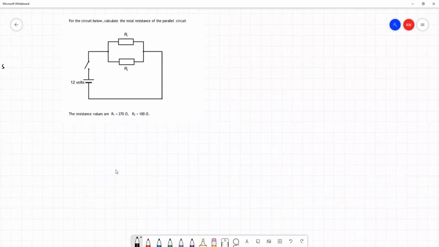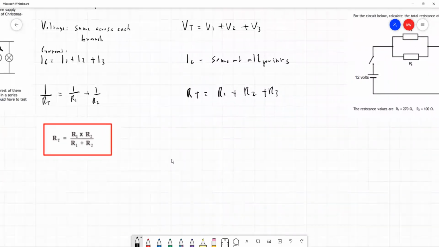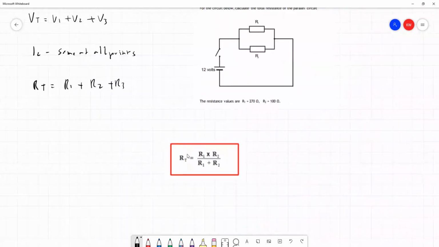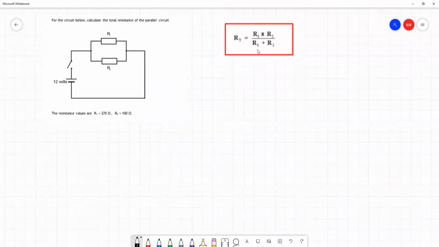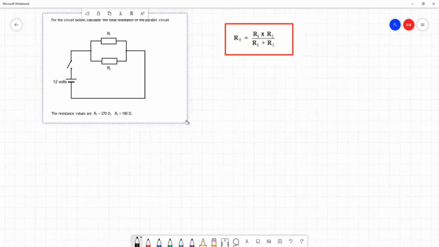We're given the resistances, and one thing we know straight away, because this is parallel, is that we cannot add them together. So we're going to need this formula, so I'm going to drag it across and we'll have a look at this. So this is our formula. The total resistance is given by R1 times R2 divided by R1 plus R2. So let's put all these values in. We're given them in the question. I'll make this slightly bigger on the screen, the text is a little bit small.